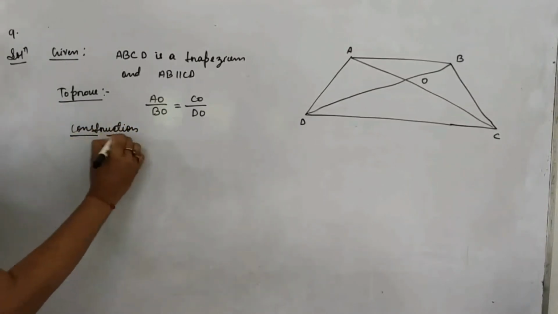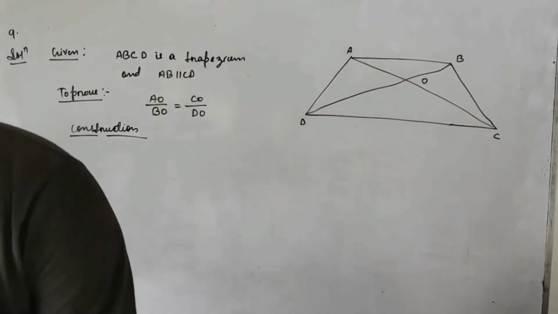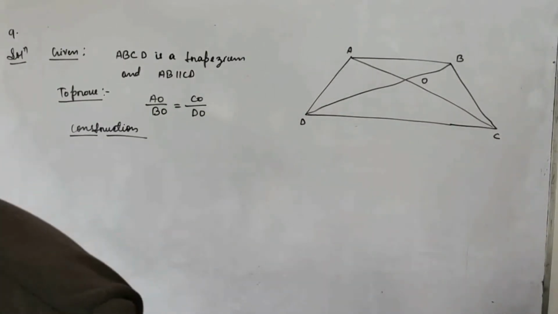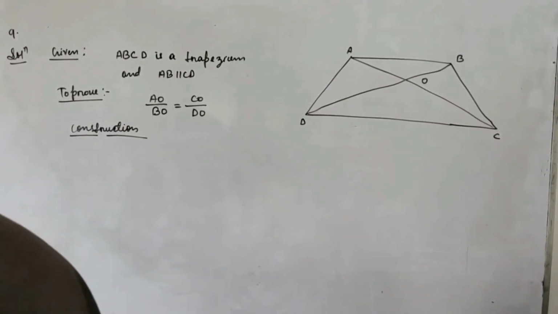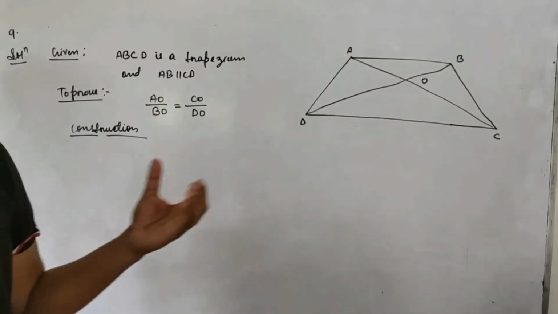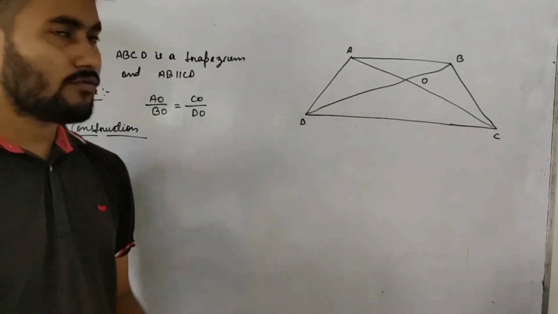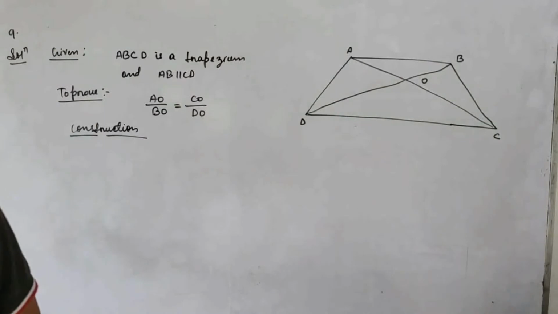We need to do what? Construction. What construction? We have to draw a line parallel in such a way so that we get parallel line inside the triangle. Just think from where you can do the construction. Just think.